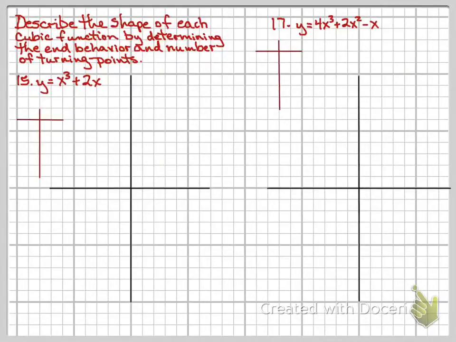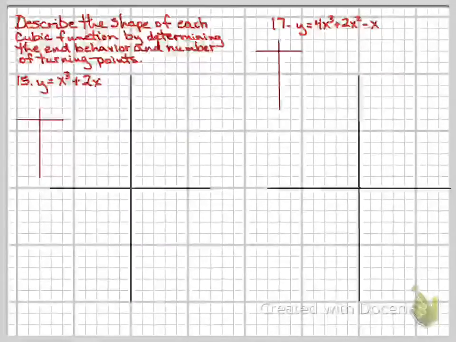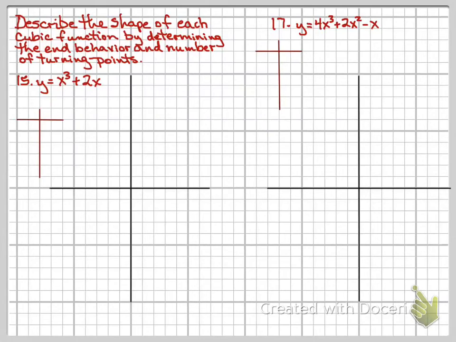All right, number 15 and 17. The directions say describe the shape of each cubic function by determining the end behaviors and the number of turning points. On number 15, it gives you the hint to make a table of values to help you sketch the middle part of the graph. So we're going to do that for -2 to +2. So x and y's: -2, -1, 0, 1, and 2.